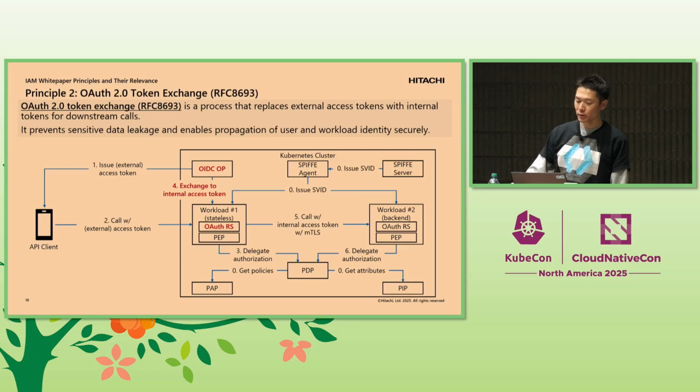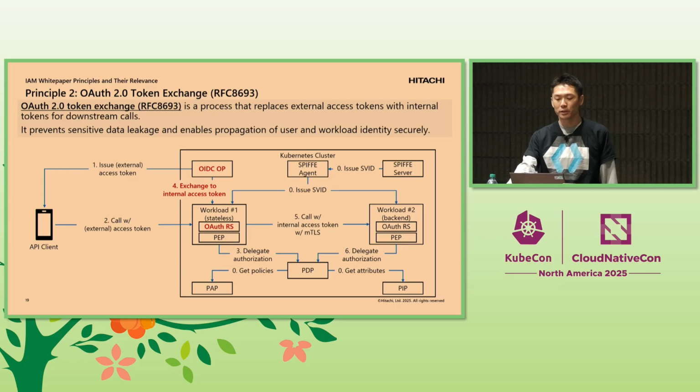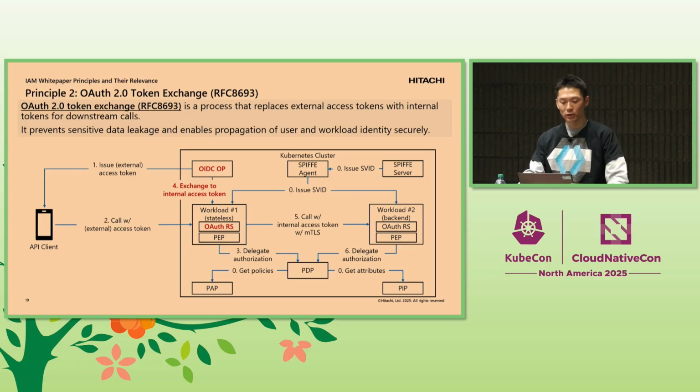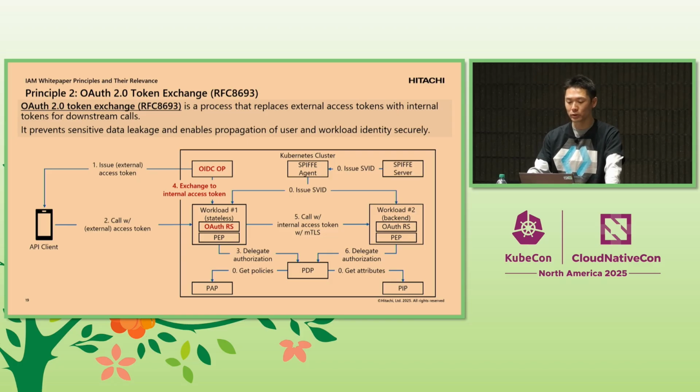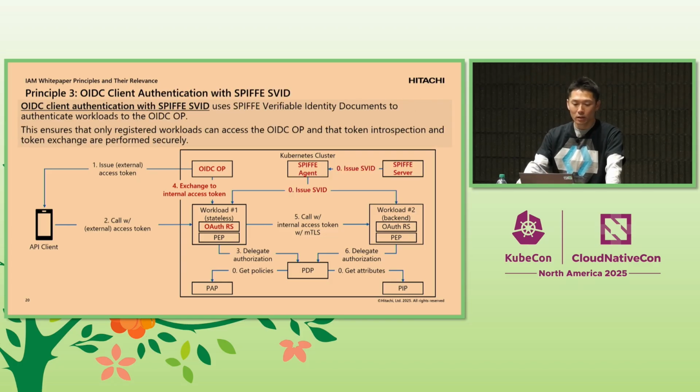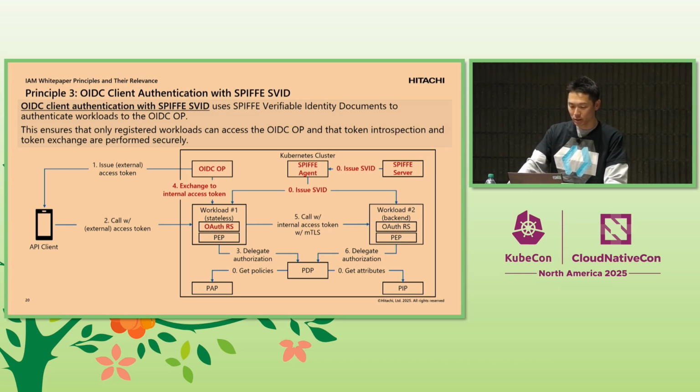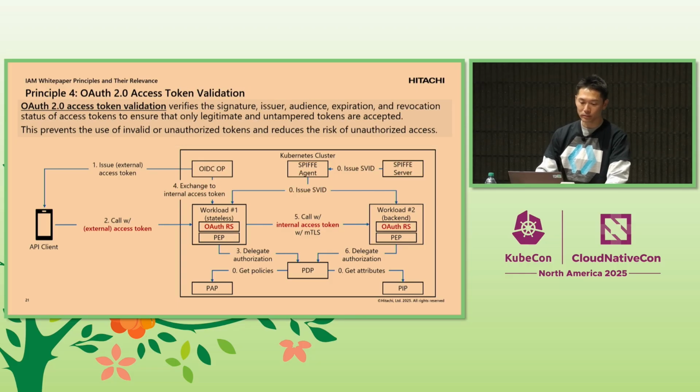The second principle is OAuth 2.0 token exchange. It is a process that replaces external access tokens with internal access tokens for downstream calls. The third principle is OIDC client authentication with SPIFFE SVID. It uses SPIFFE verifiable identity documents to authenticate workloads to the OIDC OP.